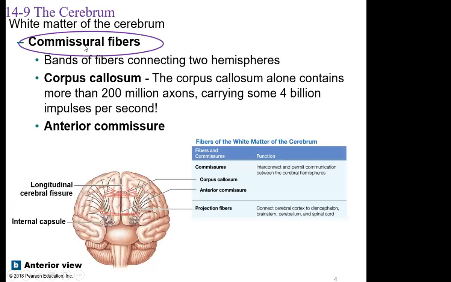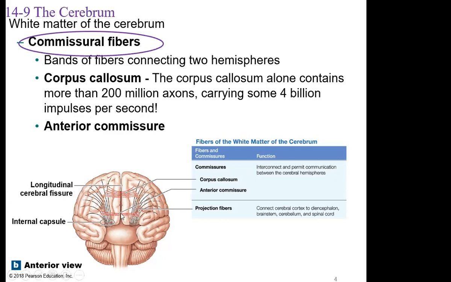Your commissural fibers, think of these like a bridge, because we talked about a bridge in the last class. That bridge was called the Corpus Callosum. Now you actually get to see a picture of that Corpus Callosum here. So the Corpus Callosum is the major bridge that is going to connect the right and the left hemisphere together. You can see that it contains 200 million axons and carries some 4 billion impulses per second. There's a lot of information that's going to be running through the corpus callosum to make sure that the right and the left brain can efficiently communicate with one another.